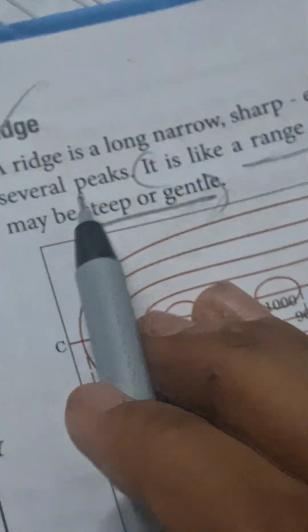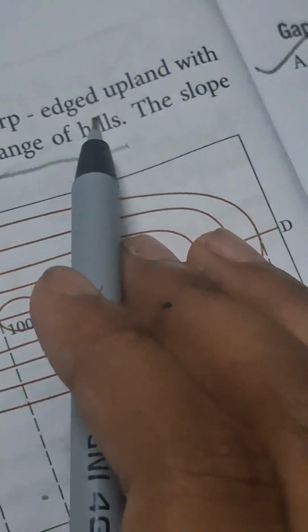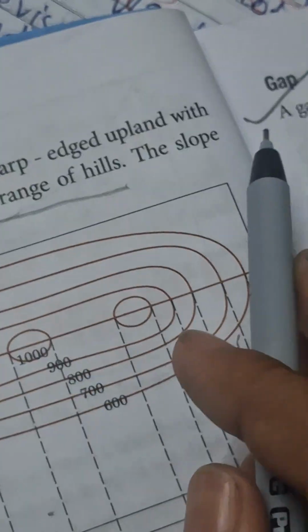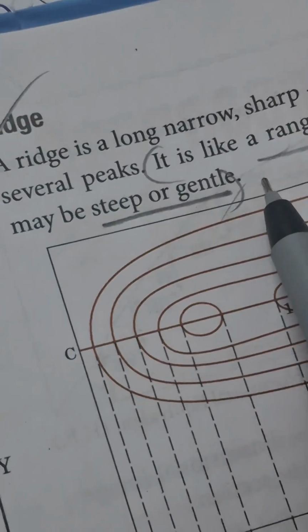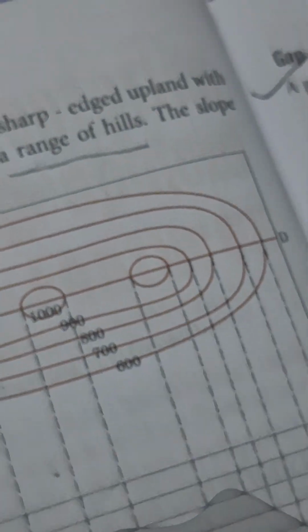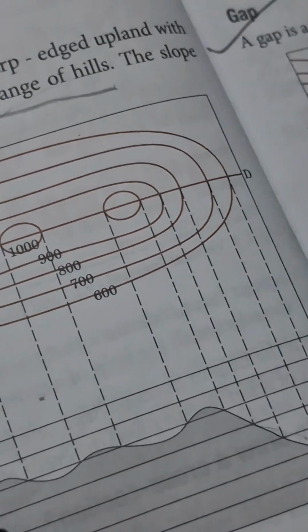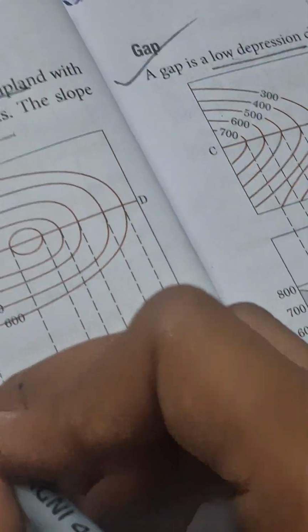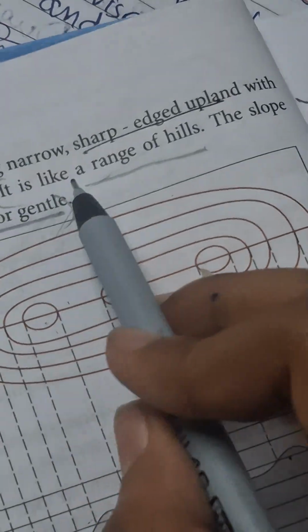A ridge is a long, narrow, sharp-edged upland with several peaks. It is like a range of hills. The slope may be steep or gentle. This also depicts the steep slope, and the ridge also depicts the steep slope. Sharp-edged upland with several peaks. See, one to three peaks are several. It is like a range of hills.